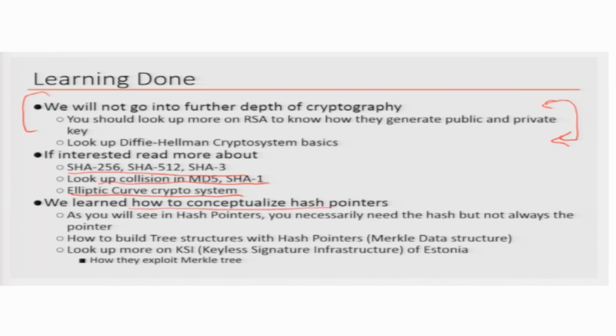So, we learned how to conceptualize the idea of hash pointers, and as you will see, with hash pointers you need the hash but not always the pointer. In fact, the pointer is conceptual. We saw how to build tree structures with hash pointers, like the Merkle data structure, and look up more about KSI, the keyless signature infrastructure of Estonia, and how they use Merkle trees. That is a very instructive lesson. You search on KSI Estonia and you will find a lot of information. I think it is a very interesting application of hash pointers, Merkle trees, etc. that you should know about.